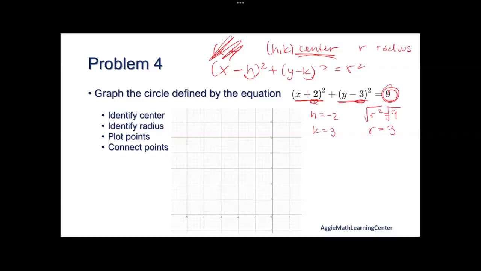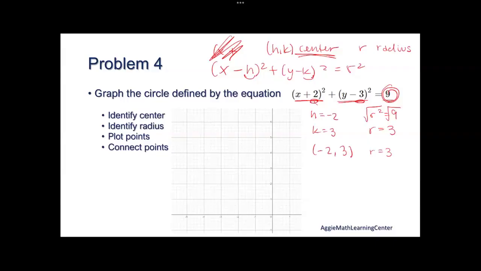Don't take the negative of that square root. You can't have a negative radius. So it gives you the positive radius of 3. So we know that our center is at (−2, 3), and our radius is 3 units.